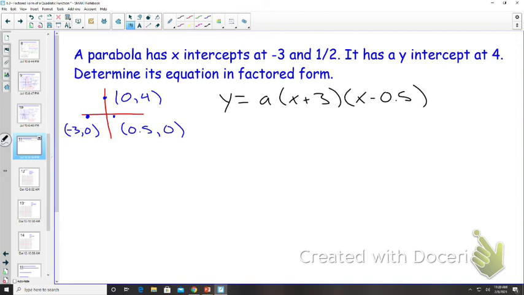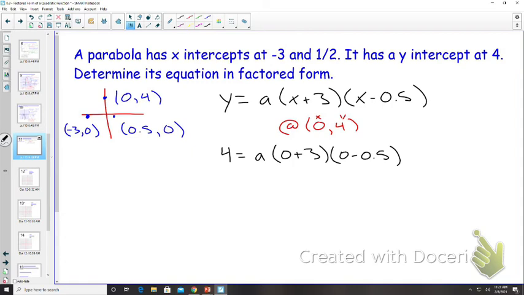Okay, now I will substitute in my known ordered pair. So I'm going to substitute that in at 0 and 4. Remember, this is x and y. So then we'll just go 4 is equal to a times (0 plus 3)(0 minus 0.5). Do you guys see now why I like to use the simplest ordered pair, right? Because then half the time you don't even have to do operations, right? Anyways, so 4 is equal to a times 3 times negative 0.5.